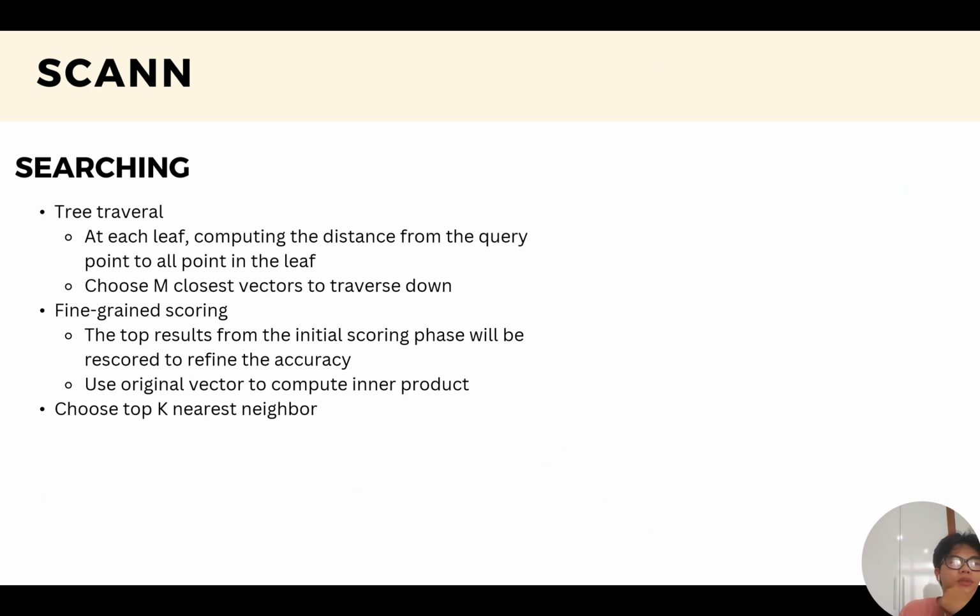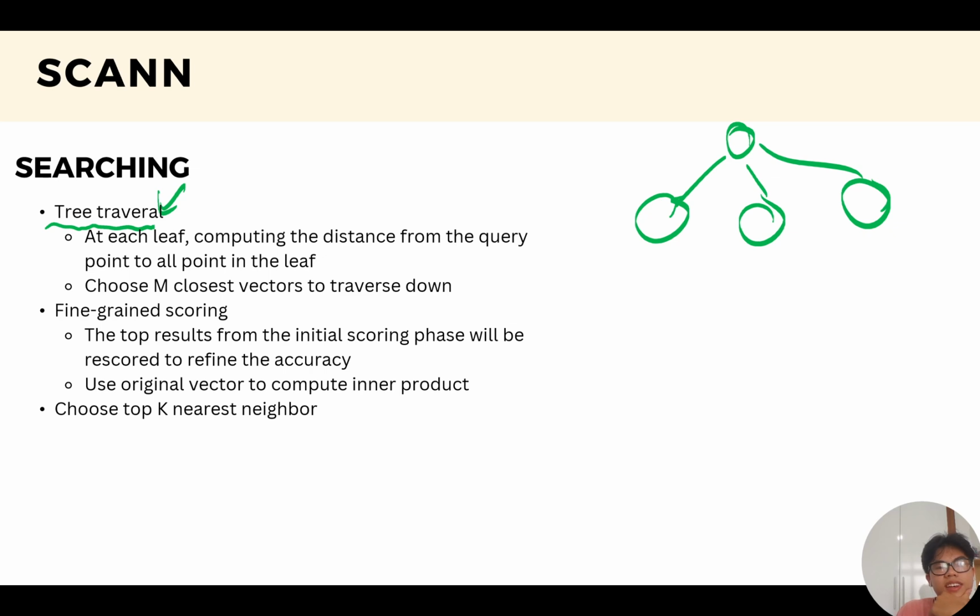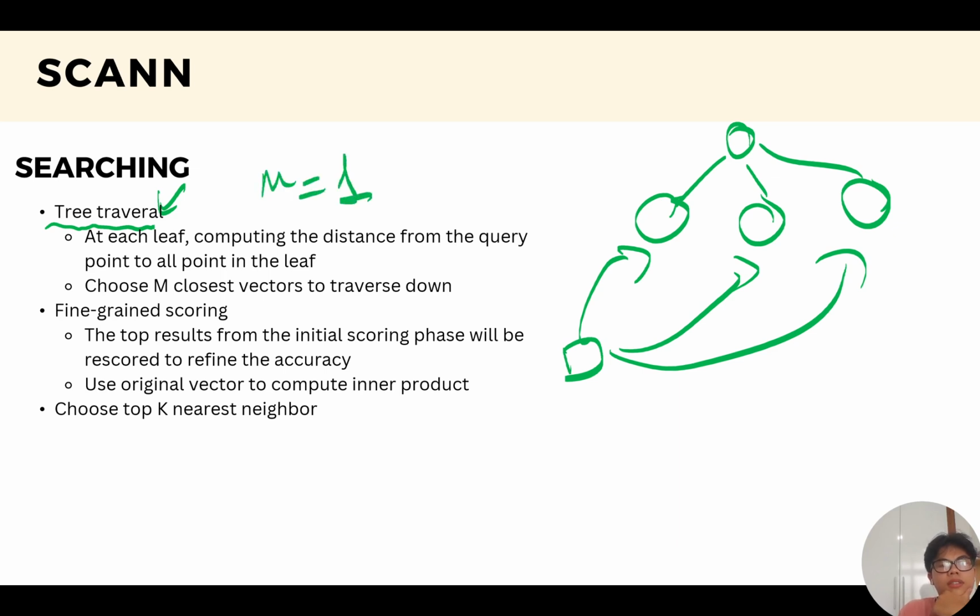Okay. So in the searching process, we perform tree traversal. At each level, we compute the distance from the query point to all points in the node. So we have, for example, 3 leaves, and this is our query point. We compute distance to all of them. For example, m equal to 1, so we choose the one closest vector to traverse down. For example, we choose this vector. So we move down and repeat the process again.